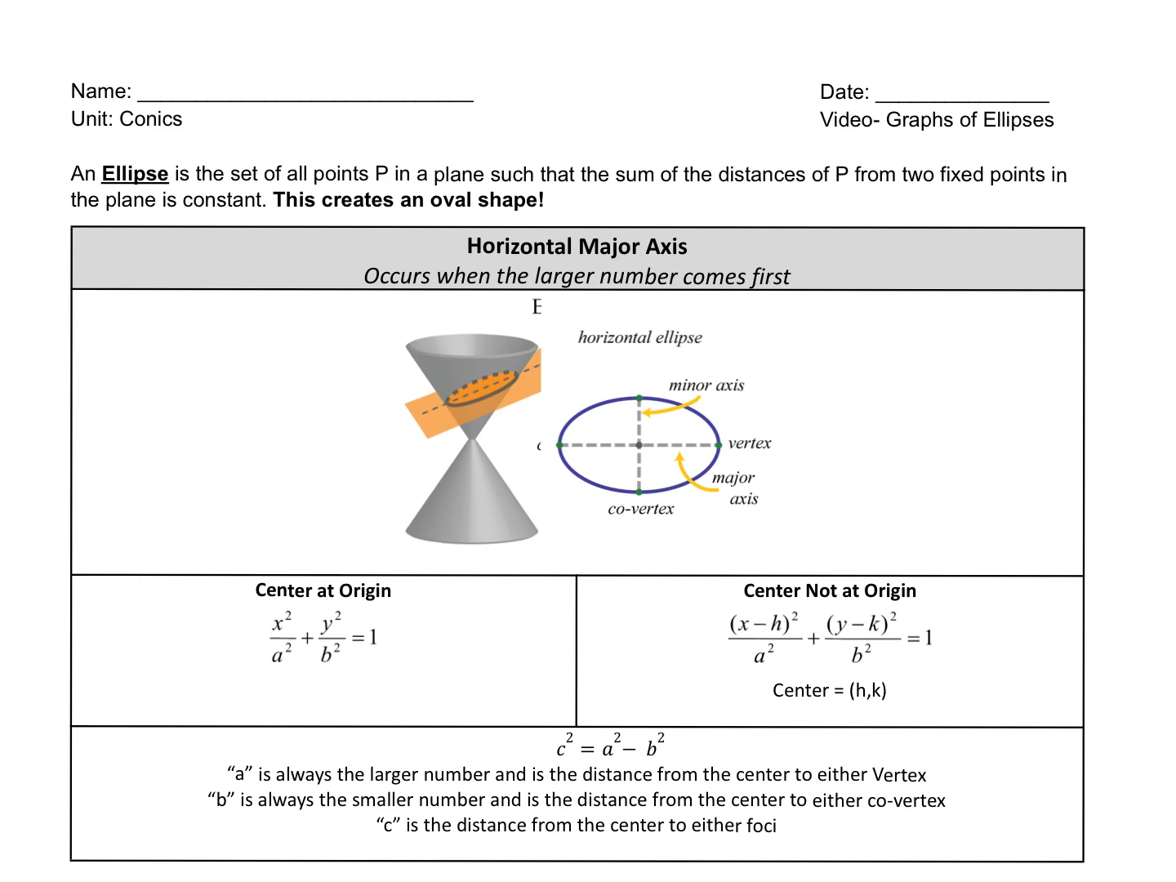Hi everyone. In today's lesson, we're going to talk about graphs of ellipses. By definition, an ellipse is the set of all points P in a plane such that the sum of the distances from P to two fixed points in the plane is constant. That's the textbook definition. Basically, what this means is that we are going to create more of an oval shape rather than a circle.